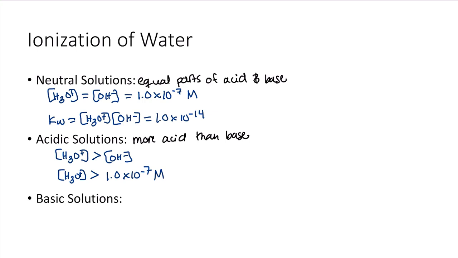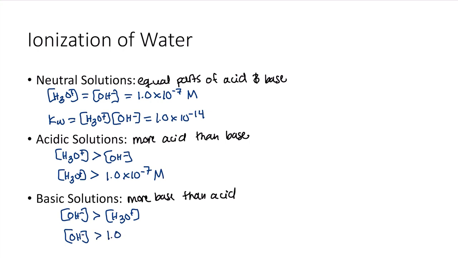In a basic solution, we have more base than acid. In this case, the concentration of my hydroxide needs to be greater than the concentration of my hydronium ion. So the concentration of my base is greater than the concentration of hydronium ion. We can also say that the concentration of hydroxide must be greater than 1.0 times 10 to the negative 7.